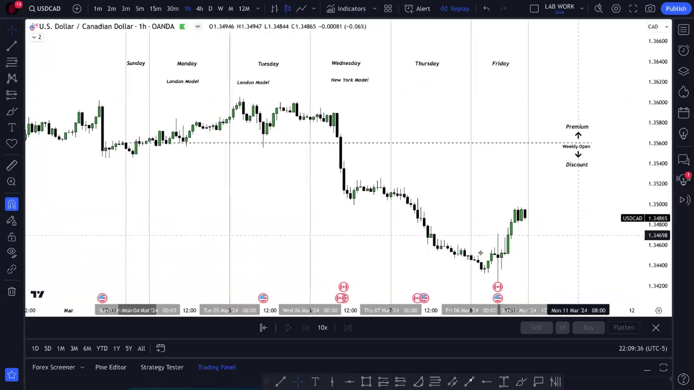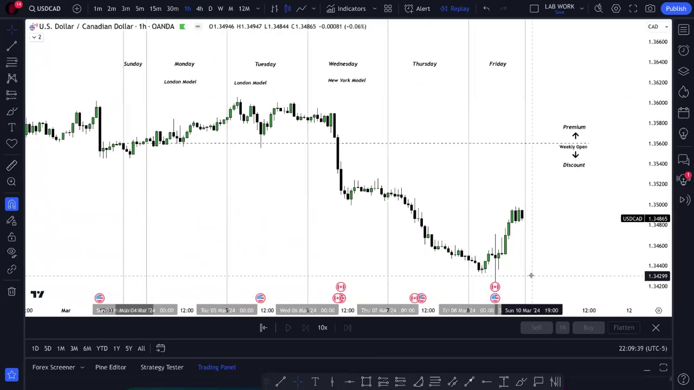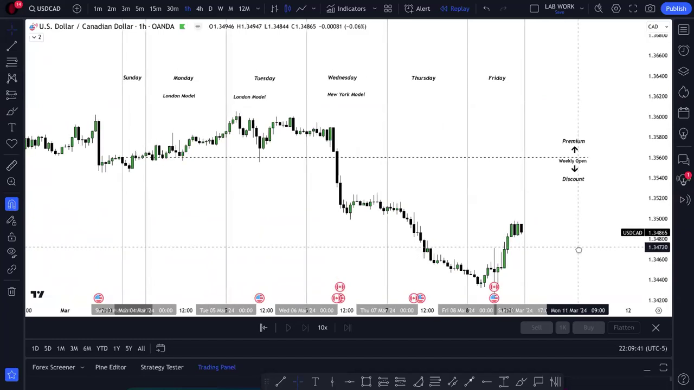All right. News packed week. This week was packed with news for every currency, every country. There's a London model on Monday, there's a London model on Tuesday, and there's a New York model on Wednesday. We're going to go through all three. We're in a premium. Look again at how the market's forming. It created the high of the week on Tuesday for UCAD. See, it's completely different from dollar. Dollar made the high on Monday, but UCAD made the high on Tuesday.